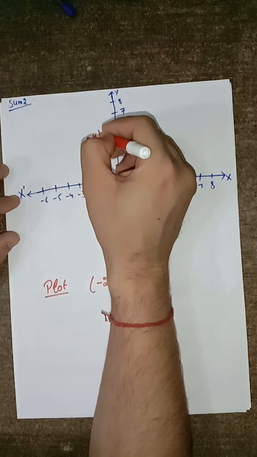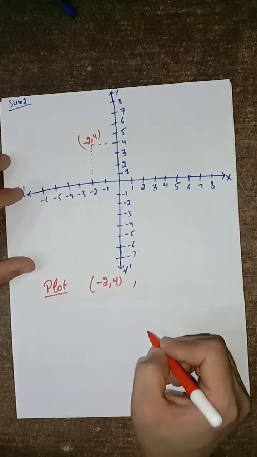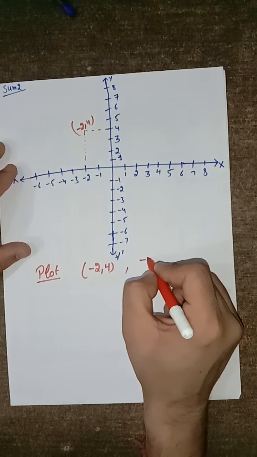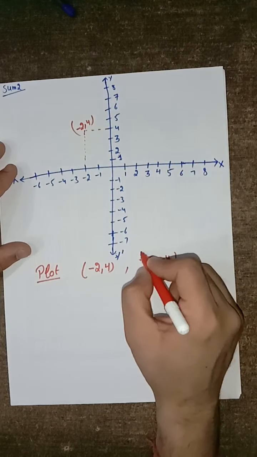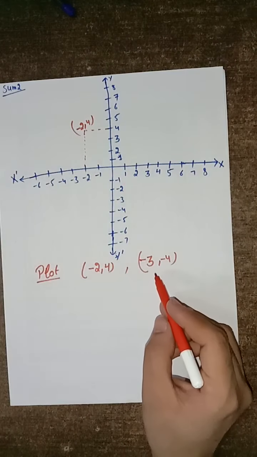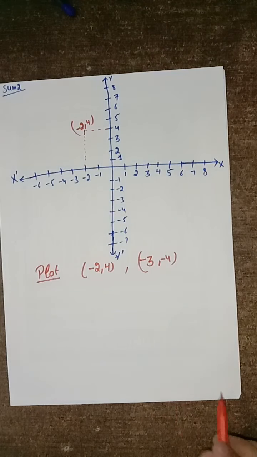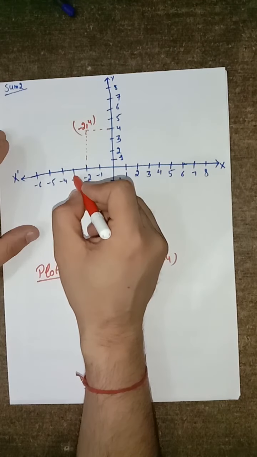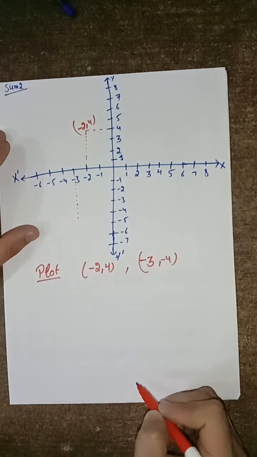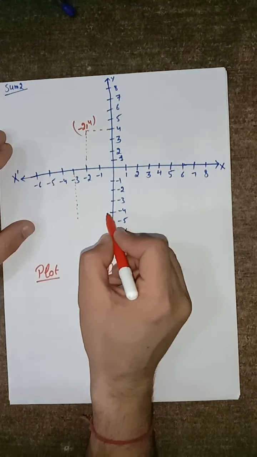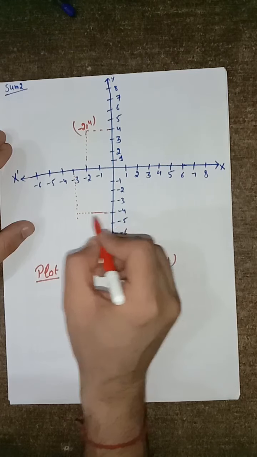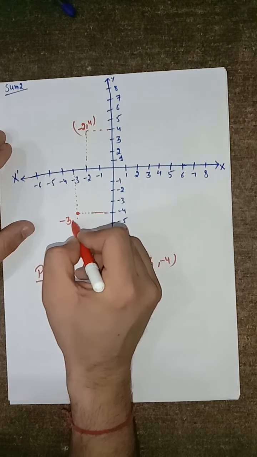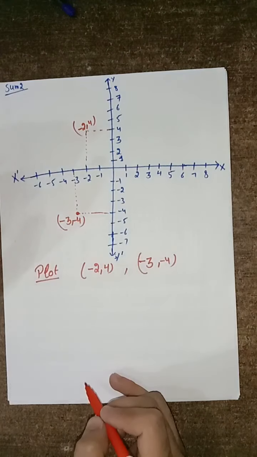minus 2, 4. Similarly, try to plot the point minus 3, minus 4. Try yourself, students, to plot point minus 3, minus 4. Let's see, student. For x-axis, minus 3 is on this line. And for minus y, this is my minus y. And this point will be minus 3, minus 4.